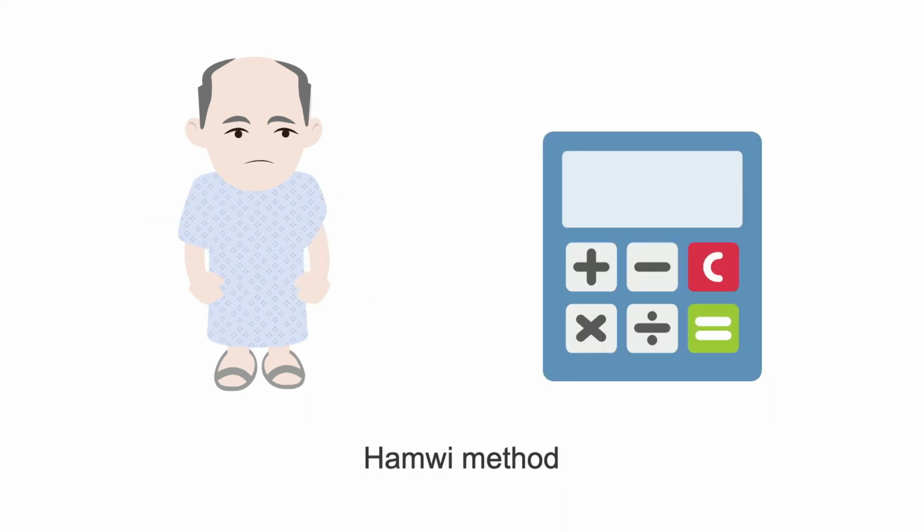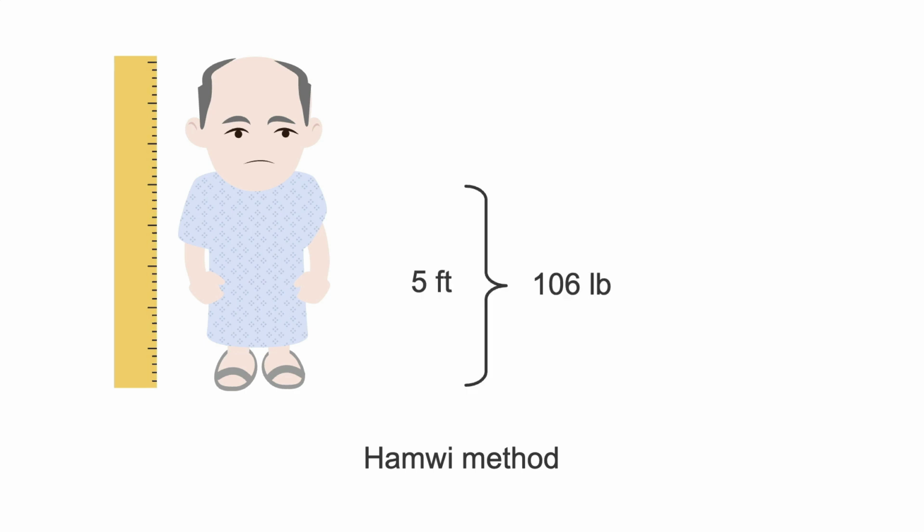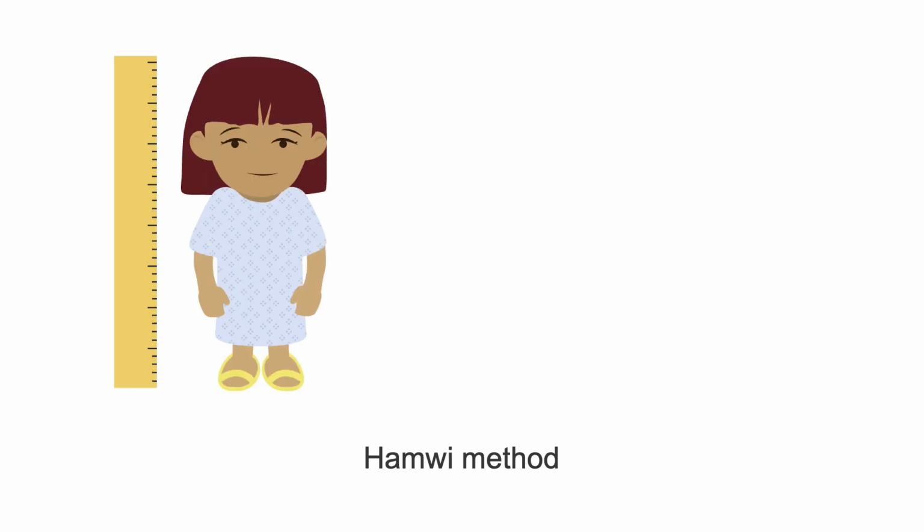I use the Hamwi method to calculate ideal body weight. You'll need to know the patient's height. For a male patient, ideal body weight equals 106 pounds for the first 5 feet, plus 6 pounds for each additional inch. For a female patient, ideal body weight equals 100 pounds for the first 5 feet, plus 5 pounds for each additional inch. You can then convert the weight from pounds to kilograms.